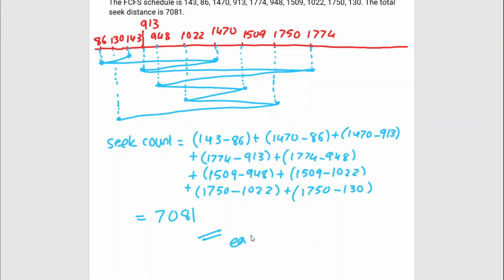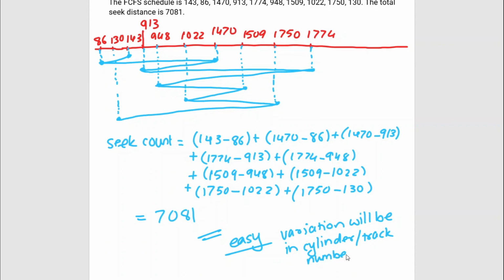Again, the numerical is easy, just the variation will be in cylinder or track numbers. Thank you.